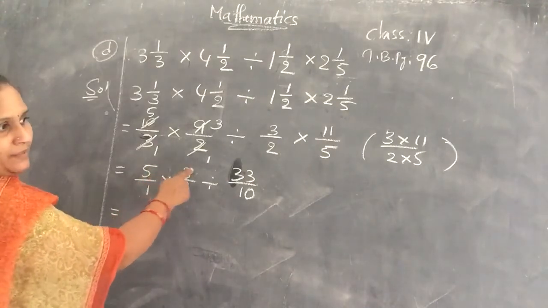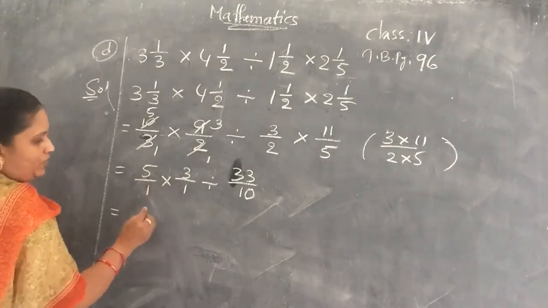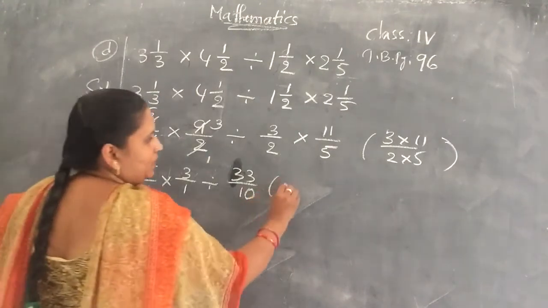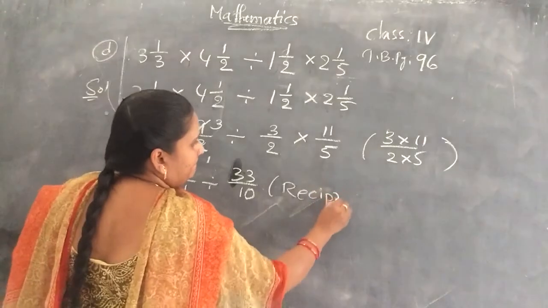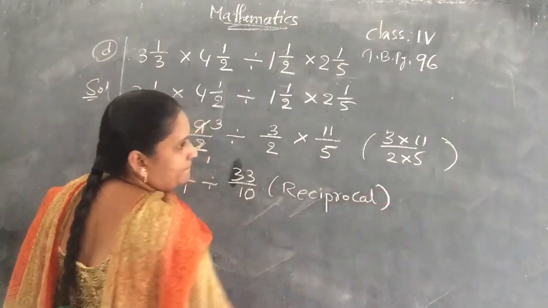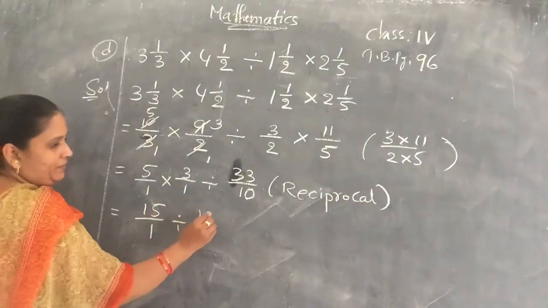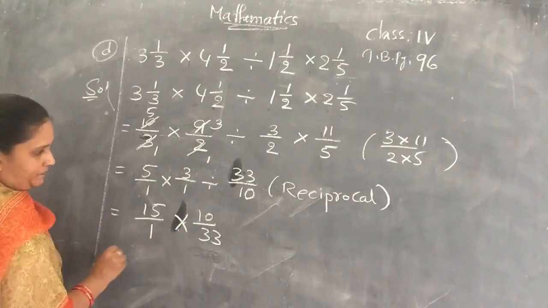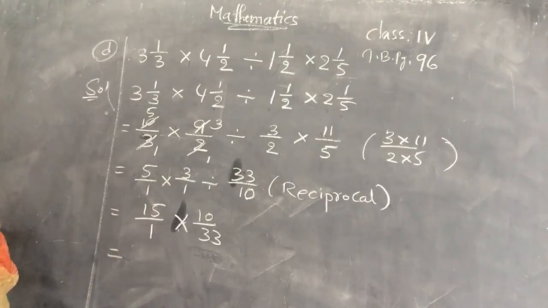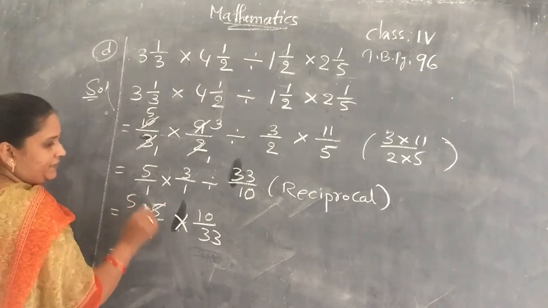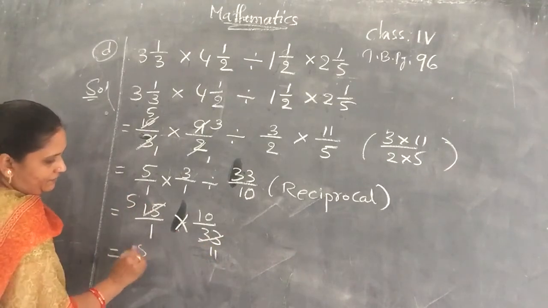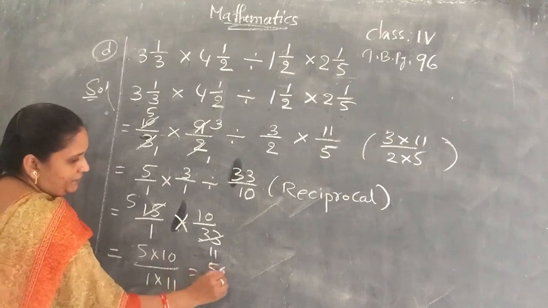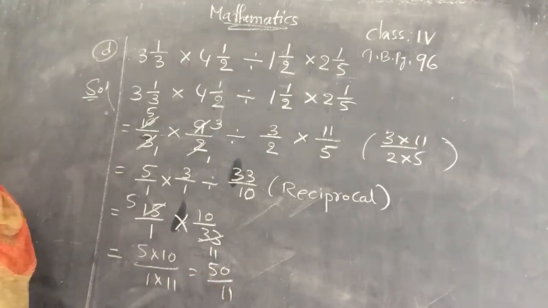After dividing, 5 3s are 15 and 1 1s are 1: 15/1 divided by 33/10. We have to take the reciprocal, so it becomes 10/33 with the multiplication symbol. Now both can be divided in the 3 table: 3 5s are 15, 3 11s are 33. 5 into 10 into 1 into 11. The answer is 50/11.